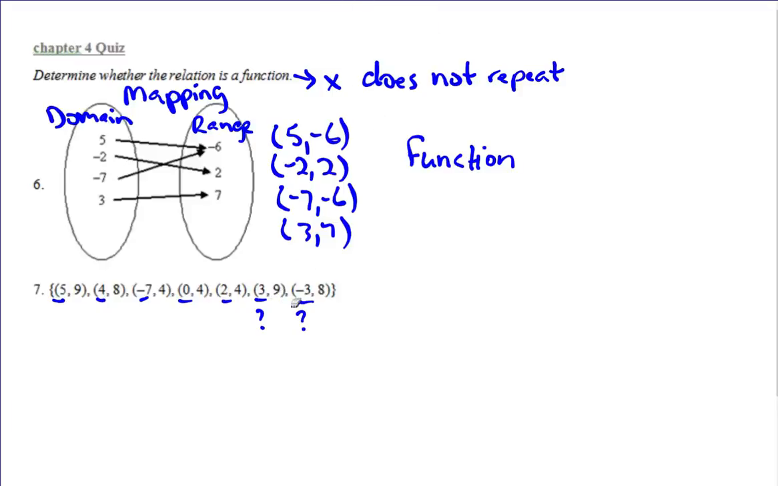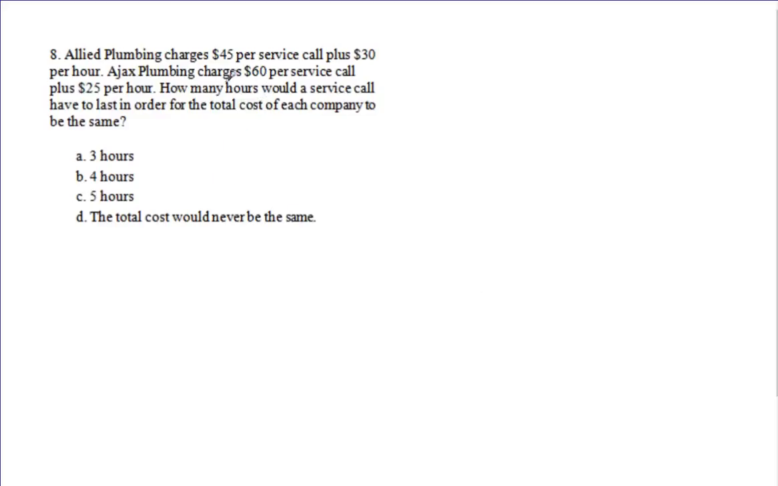You can have a positive and a negative number. That's no big deal. So this is also a function. Okay. Almost there. Number 8.